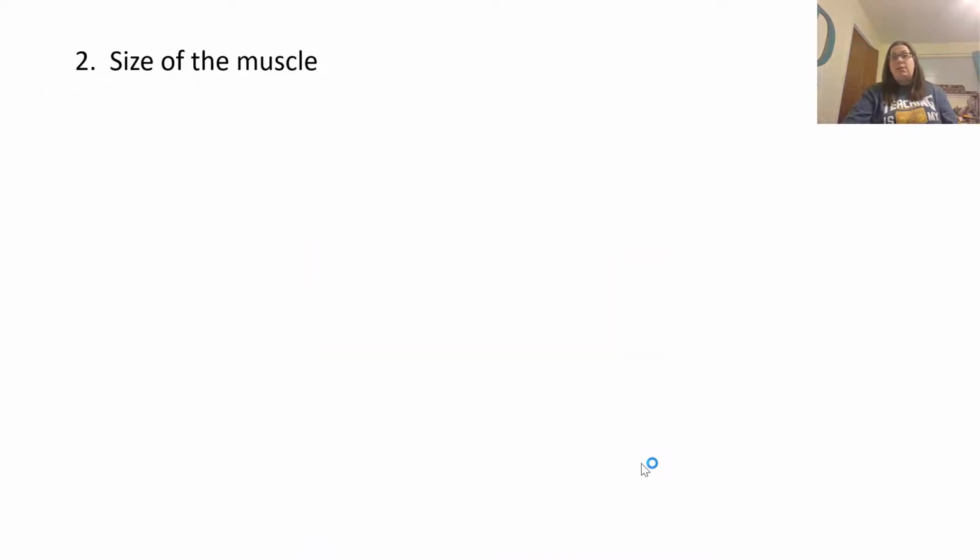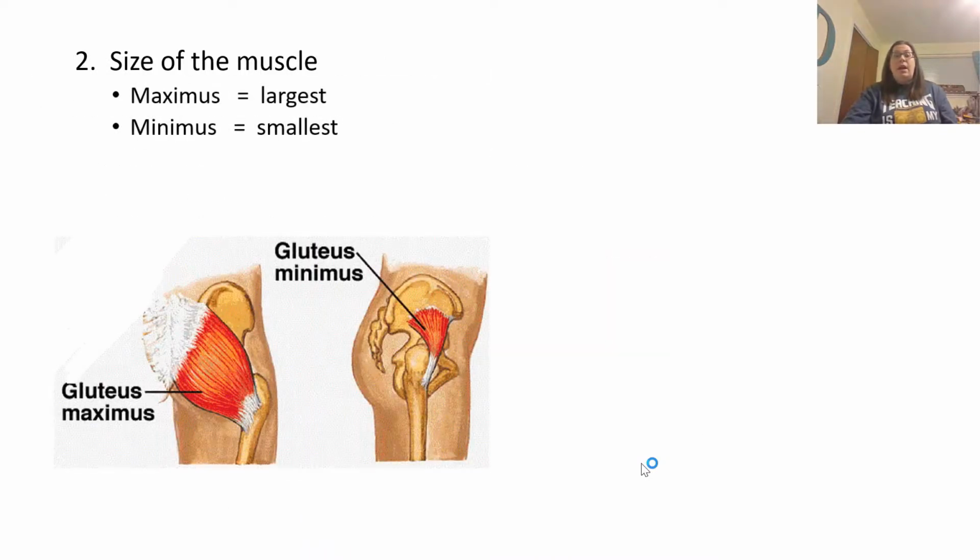We also see muscles could be named based on the size of the muscle. If the muscle is very large, it may have the name maximus with it. So we talk about the gluteus maximus being the largest muscle in your behind, in your buttocks. But we can also see the smallest. The gluteus minimus is the small muscle. Okay, so maximus is large, minimus is small.